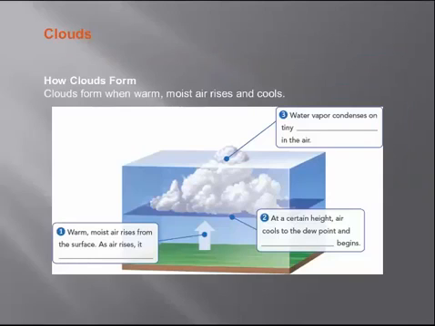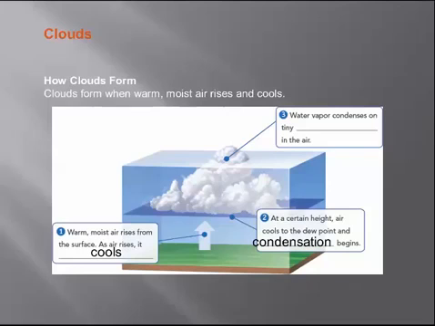So how do clouds form? Clouds form when warm, moist air rises and cools. Looking at this picture, we want to put this in order and fill in the blank. Number 1, warm, moist air rises from the surface, and as it rises, it eventually cools. The higher in the atmosphere the water vapor gets, the cooler it gets because the atmosphere cools. Number 2, at a certain height, air cools to the dew point, and condensation begins.